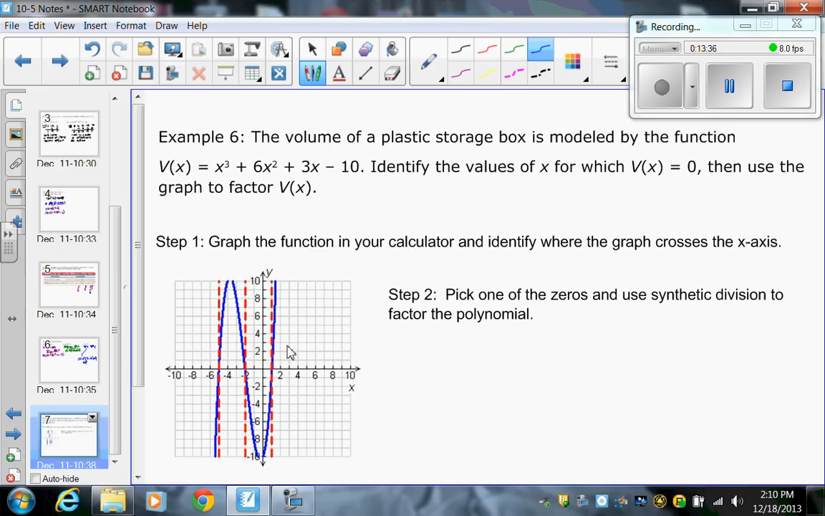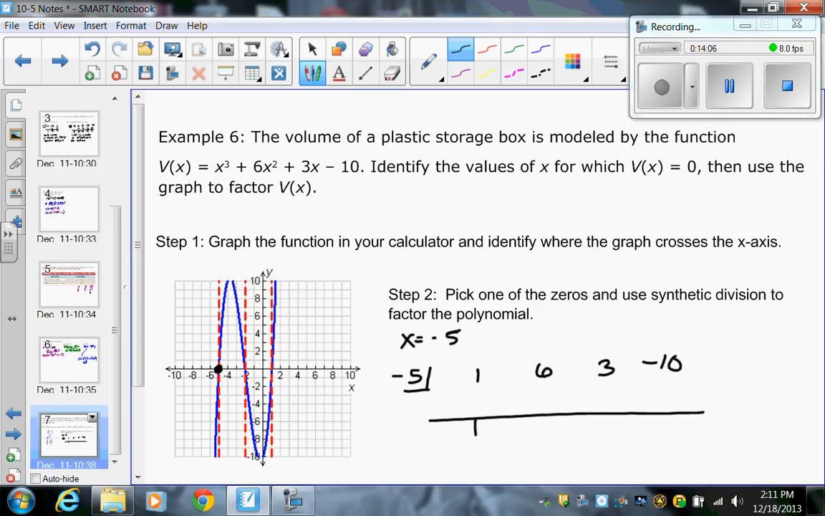That's your first step. Second step is to pick one of the zeros and then use synthetic division to factor the polynomial. So if you look at your graph, the first 0 that I notice is right here, which is at x equals -5. So I'm going to use synthetic division. And our coefficients are 1, 6, 3, and -10. Carry down my 1. 1 times -5 is -5. Add those together, you get 1. Multiply, you get -5. Add those together, you get -2. -2 times -5 is +10. Add this together, you get 0.